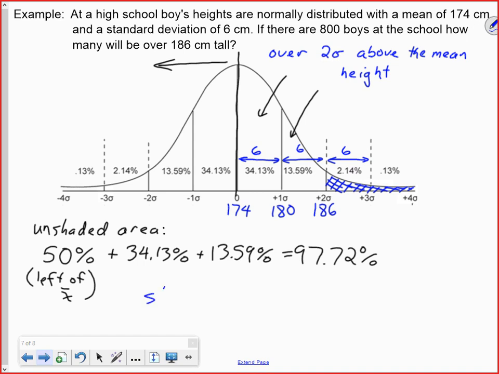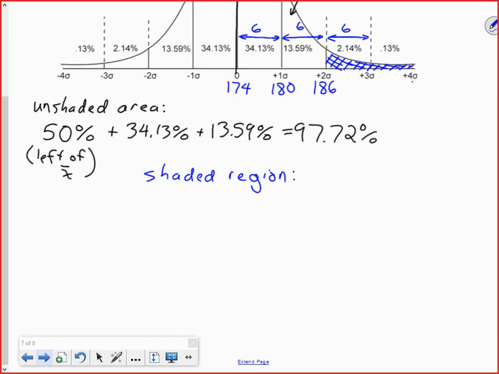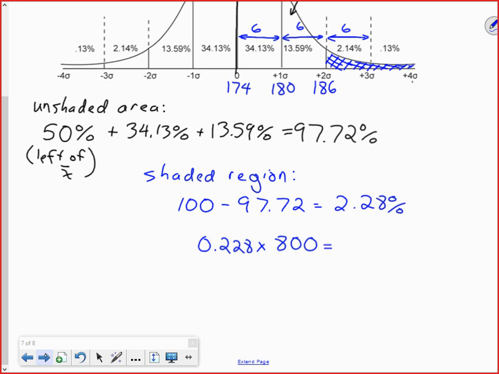So our shaded region then is going to be 100 minus that 97.72, or 2.28%. So 2.28% of the data is in that shaded region. What does that mean in terms of the number of boys at this high school? Well, we want 0.0228 of 800, which is going to give us 18.24. So out of the 800 boys in this school, we expect 18 boys with a height over 186.